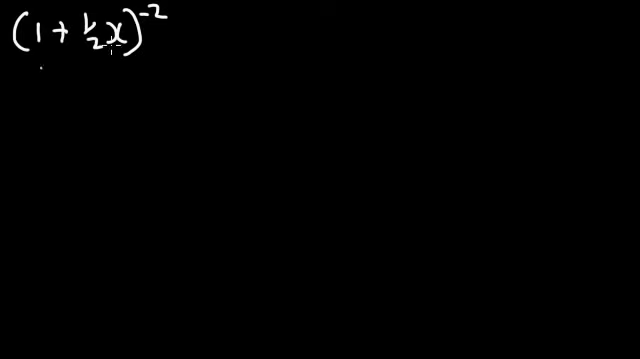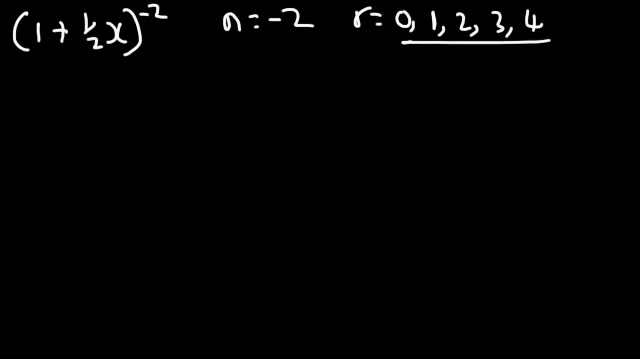So let's begin. Let's assume we want to find the first 5 terms of this expansion. That means the value of n is negative 2 and r would be 0, 1, 2, 3, 4. That gives us the first 5 terms. Okay, perfect. So now let's begin.